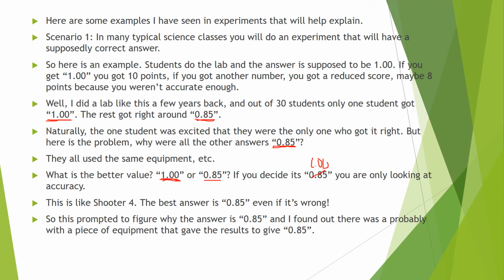And this would be like shooter number 4. "I got the best shot. I got a 1. I don't have to do any more. I got 10 on the scale." Well, the best answer really is 0.85. Even though it's wrong, it's the right answer because it's the most precise.